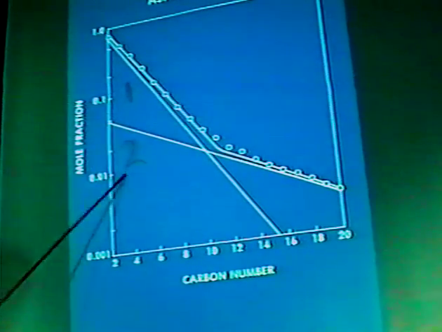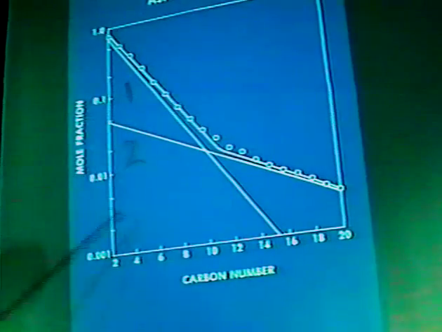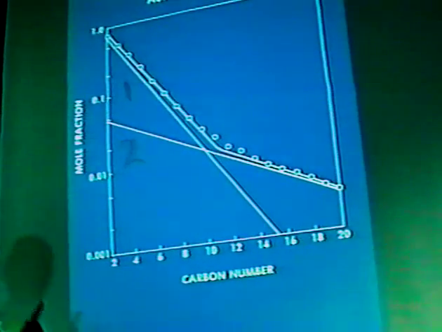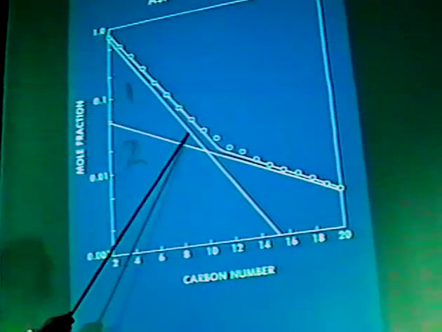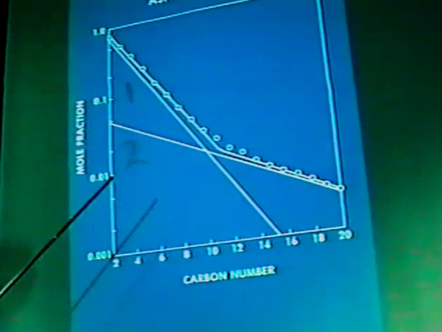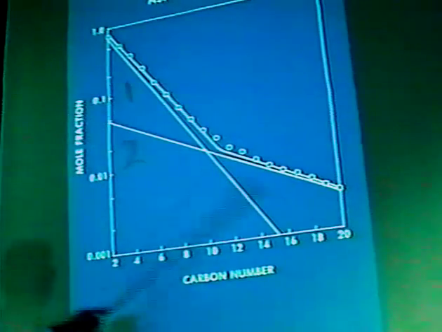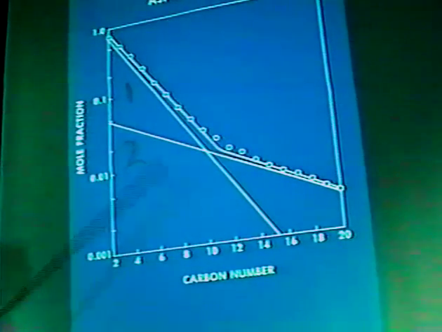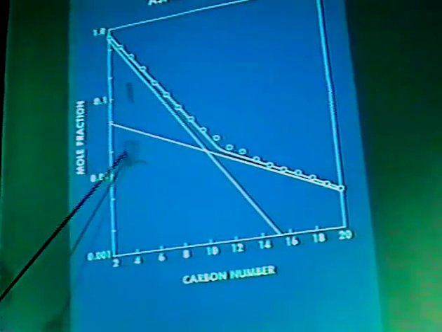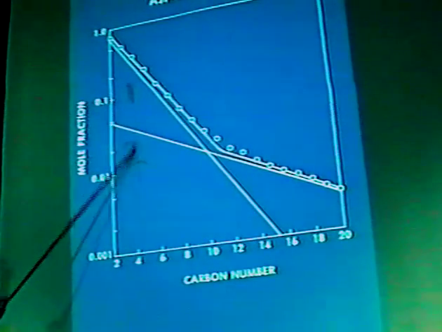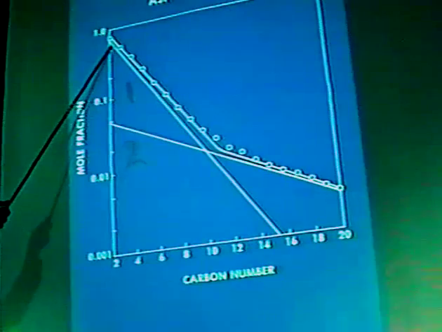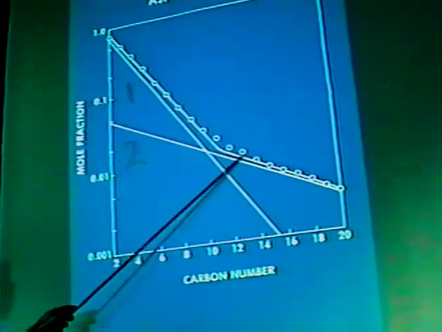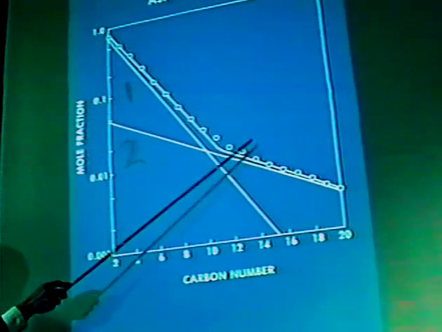I plotted my ASF again, and here is the carbon number. I only take up to C20. I can somehow deconvolute this ASF plot into two curves. Of course, you can always deconvolute a curve into two curves. We assume this is alpha 1 and this is alpha 2. Alpha 1 basically accounts for the light hydrocarbons over here. Alpha 2, the chain growth, will form the primary hydrocarbons.